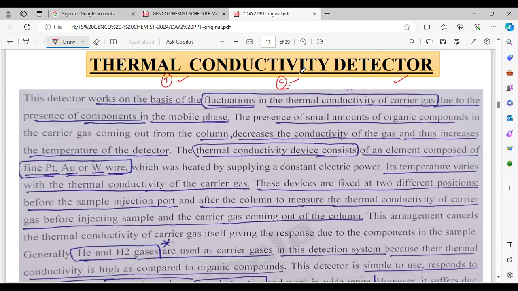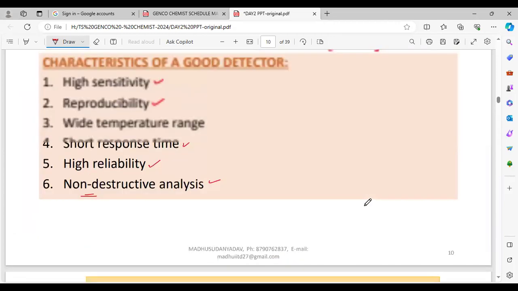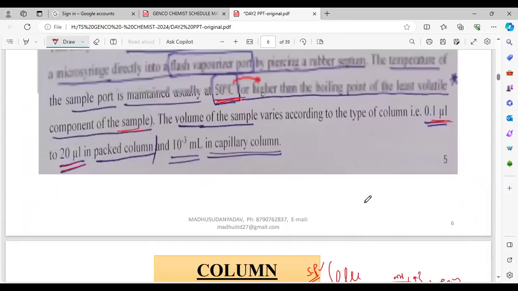So read the name again. Thermal conductivity detector. So this detector mainly detects the samples based on the conductivity. Look at this. It mainly works on the basis of fluctuations in the thermal conductivity of the carrier gas. How will the carrier gas show different fluctuations in the conductivity? Suppose I go back to the instrumentation. Let's see this.